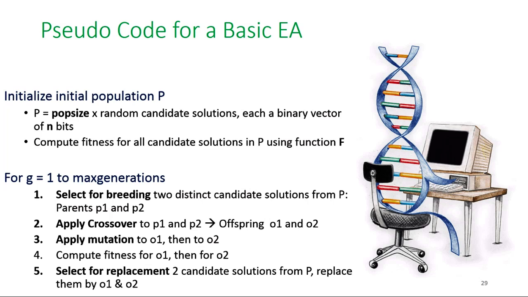The idea behind the value of K is to give you a way to control selective pressure. So let's say that we have a population of 50 candidate solutions. Well, what happens if we set K to 50?